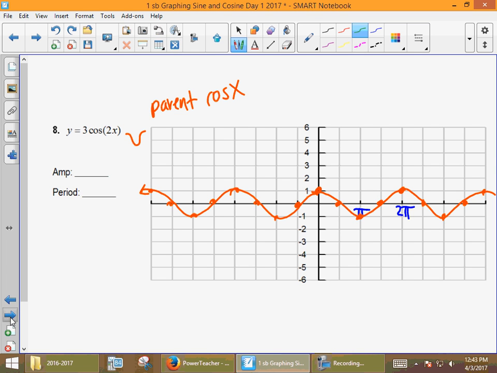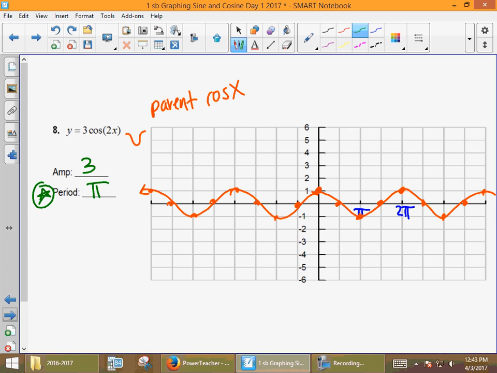Alright, so when you look at this, the amplitude of your new graph is going to have to be 3. So they definitely have to get taller. The period's going to be pi. So this is the most important one to get set first.